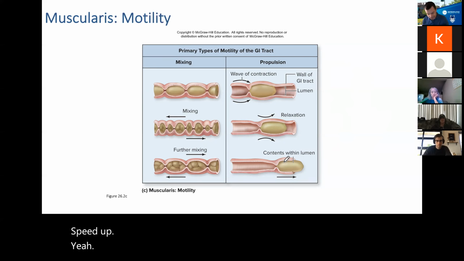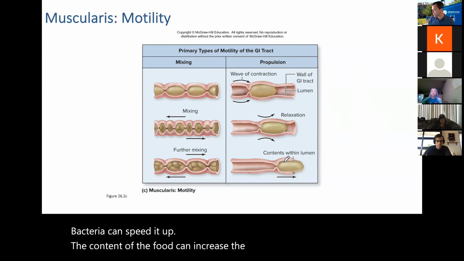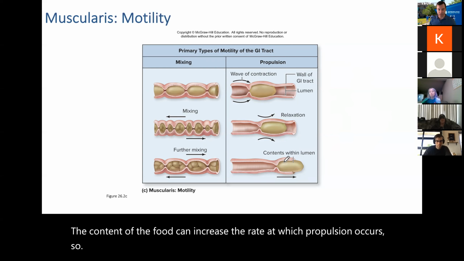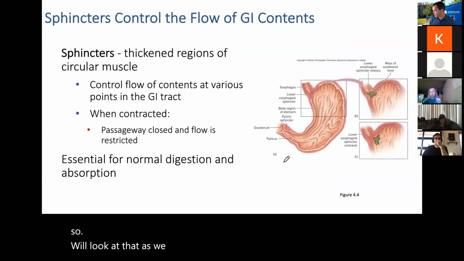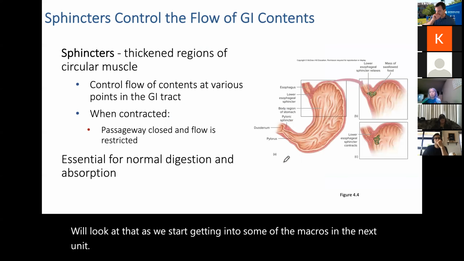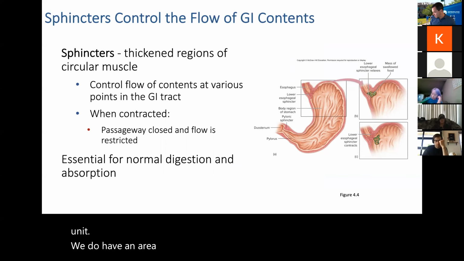Bacteria can speed it up. The content of the food can increase the rate at which propulsion occurs. We'll look at that as we start getting into some of the macros in the next unit.